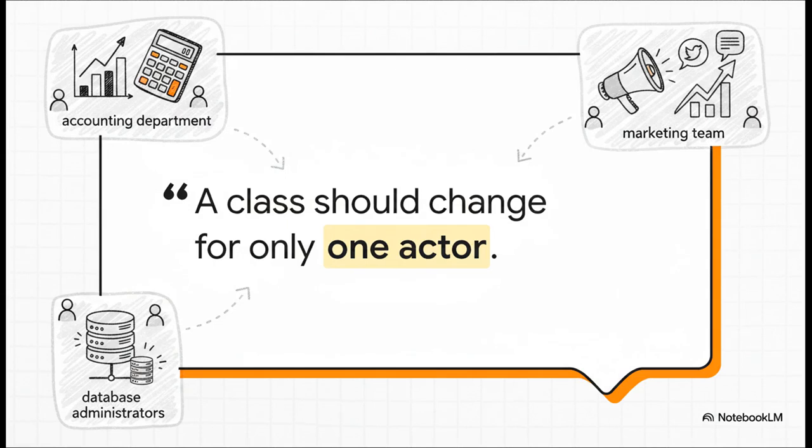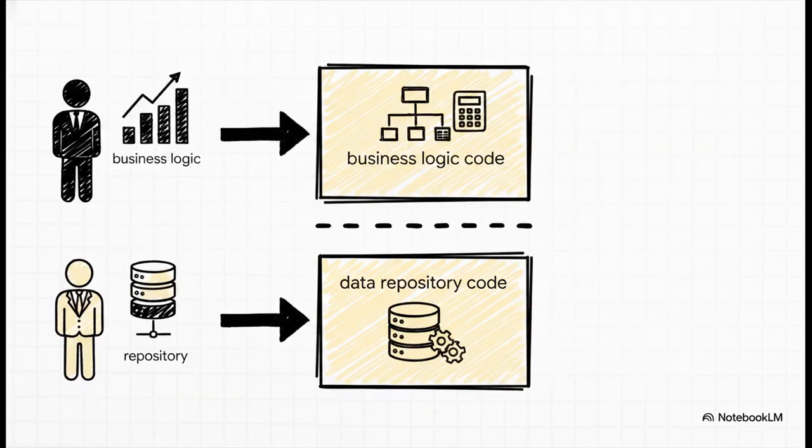If there is just one thing you take away from all of this, let it be this quote. It's probably the most powerful way to think about SRP. An actor, in this sense, is just a group of people who would request a change. Think of the accounting department as one actor and the database administrators as another. They're different groups with different needs. And here's the bottom line. When we design our classes to serve only a single actor, we guarantee that a request from one group of people won't break the code that another group depends on.